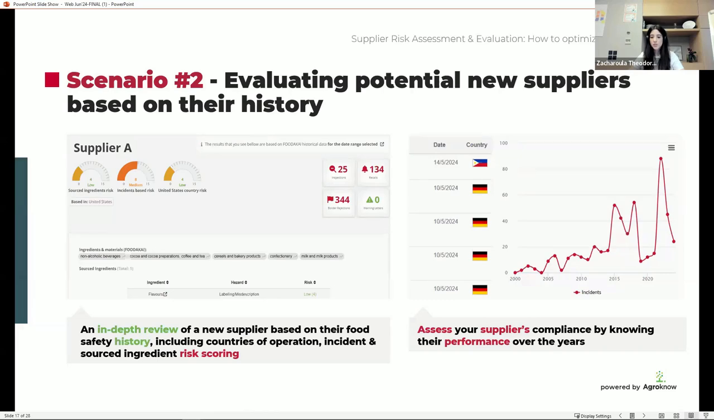The warning signs might include a supplier having problems recurring regularly, for example, every few months, which may suggest systemic issues that need to be addressed. On the other side, isolated incidents can be less concerning. Also, high-risk scoring for sourcing ingredients is potentially a concern.